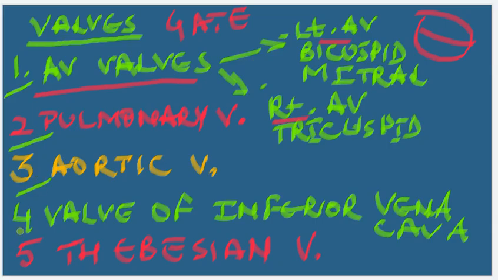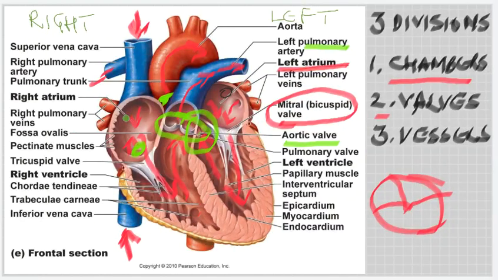However, it will be phenomenal if you can also remember the valve of the inferior vena cava and the Thebesian valve. The function of the valve of the inferior vena cava is to prevent the backflow of blood into the inferior vena cava. And the function of the Thebesian valve is to prevent the backflow of blood into the coronary sinus, which has collected the deoxygenated blood from the heart. Anyways, if you don't remember this much, it is alright, but you should at least remember the four major valves.